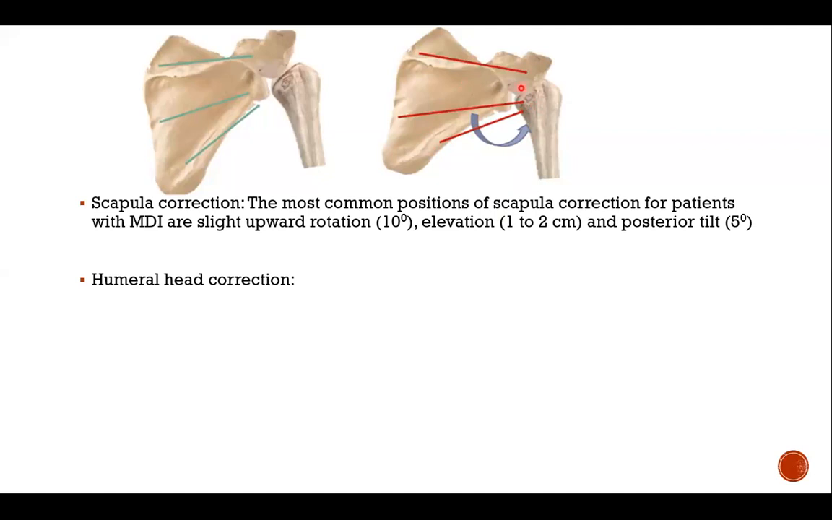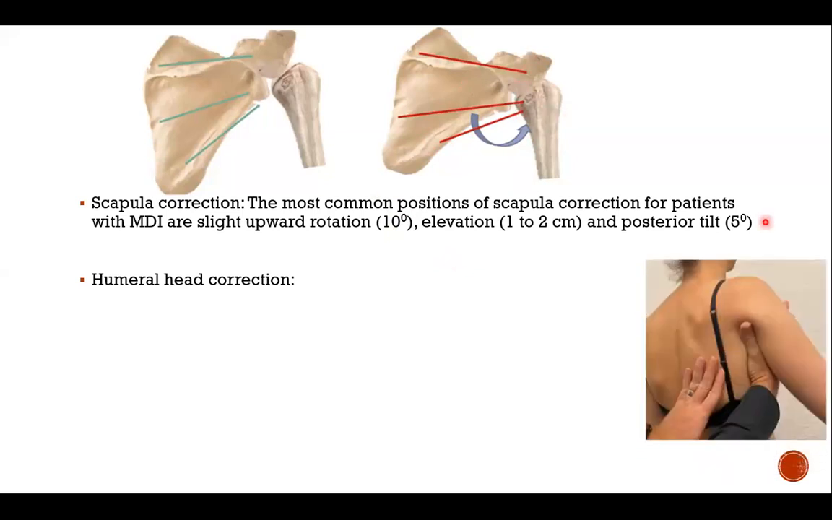So it is restored with an upward rotation of 10 degrees and elevation of around 1-2 centimeters with a posterior tilt of 5 degrees. This is the maneuver used. The hand is actually placed in the axilla and this correction is given. So it is upward rotation, elevation and posterior tilt.